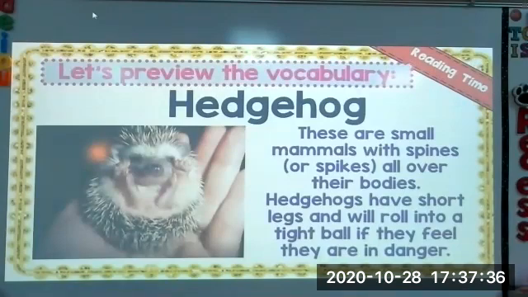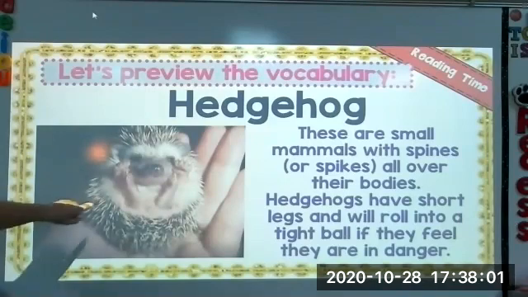So before we start, I need to give you some information about a hedgehog. Okay, hedgehogs are small mammals. You guys have been studying about mammals with Miss Stockwell in science. They are mammals with spines or spikes all over their bodies. Hedgehogs have short legs and will roll into a tight ball if they feel like they are in danger. Look how tiny those little legs are. That's mostly feet.